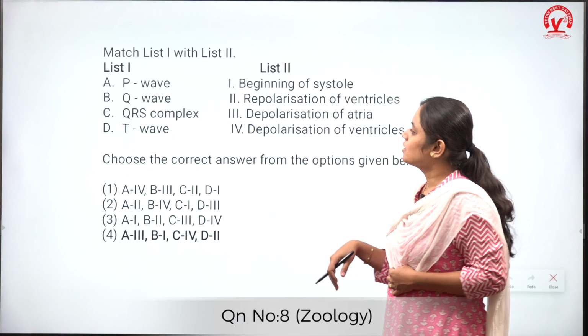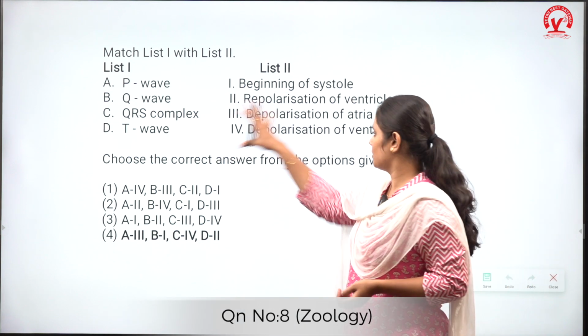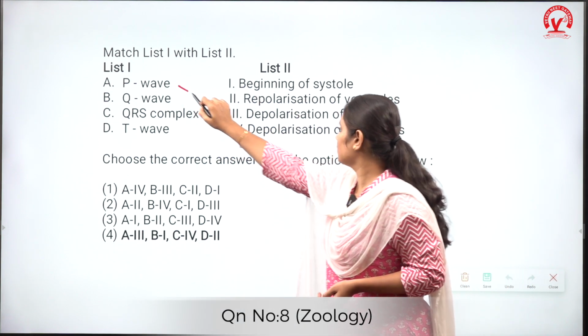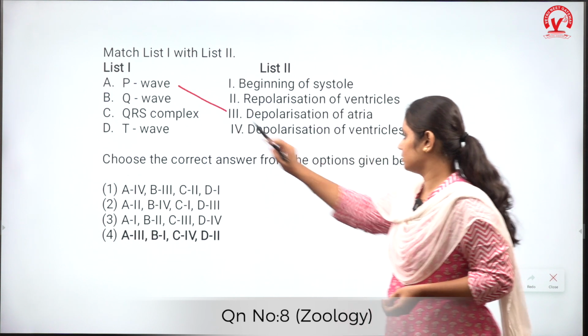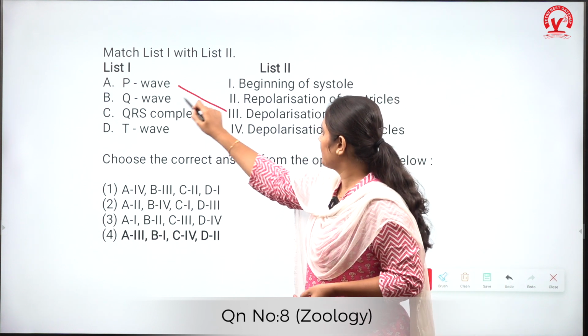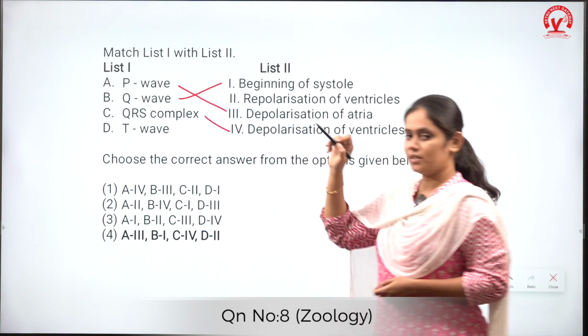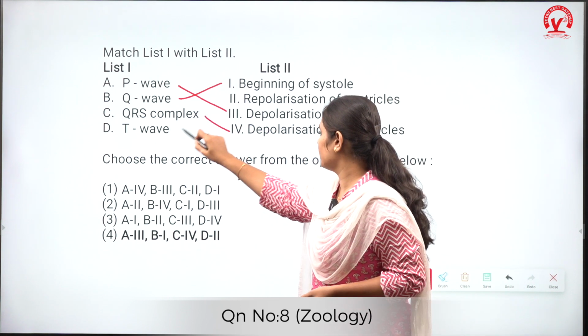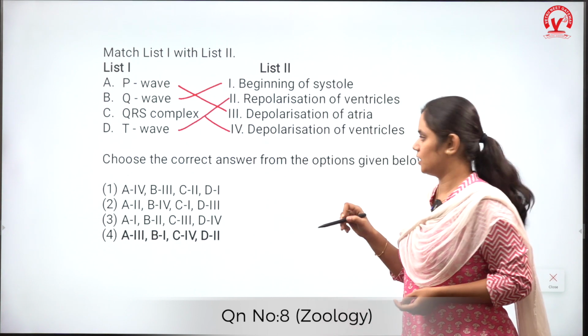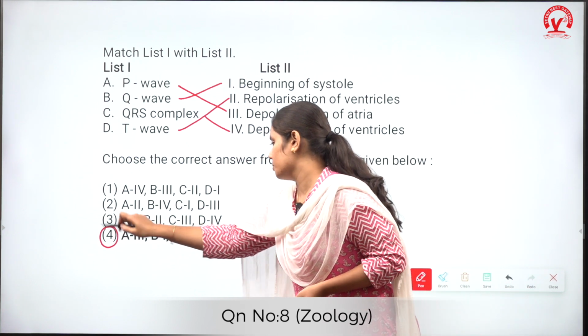Match the following. So here we have to match the ECG waves. P wave is for depolarization of atria, A for 3. Q wave, beginning of systole. QRS complex, depolarization of ventricle, and T wave represents repolarization of ventricle. So the correct answer will be option 4.